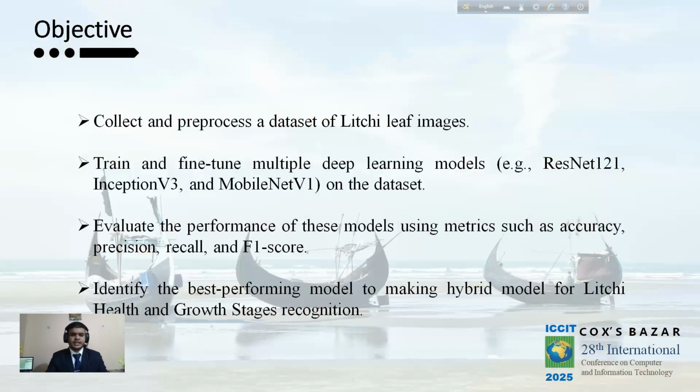Objective. Our objective is, firstly, to collect a dataset and pre-process lychee leaf images; train and fine-tune multiple deep learning models like ResNet101, InceptionV3, and MobileNetV1 on our proposed dataset; evaluate the performance of these models using metrics such as accuracy, precision, recall, F1 score, etc.; and identify the best performing model to build our proposed hybrid model.